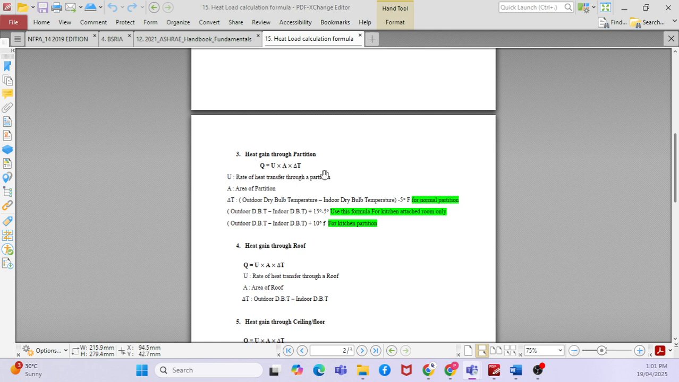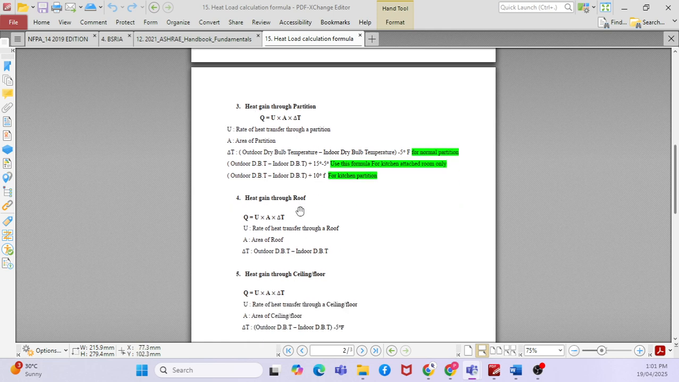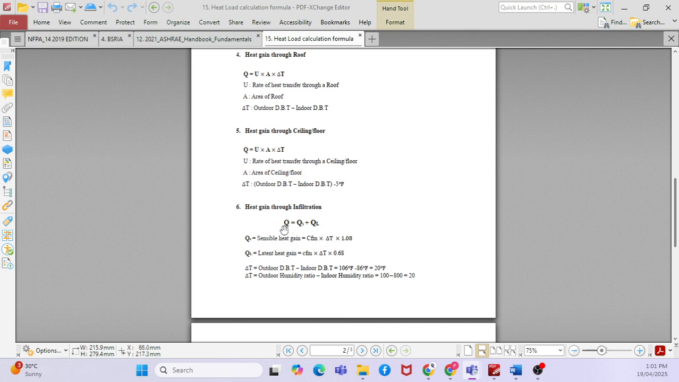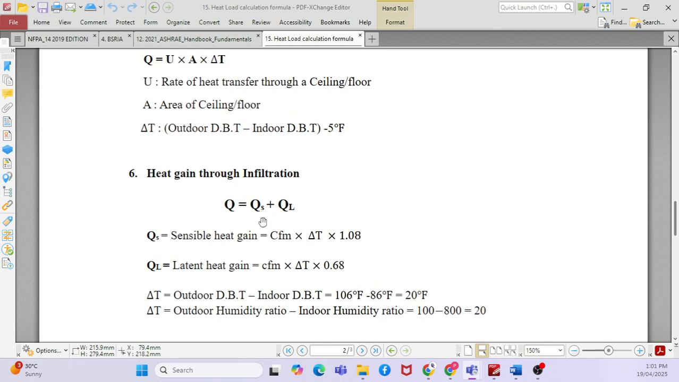Heat gain through the partition, heat gain through roof, heat gain through ceiling or floor, infiltration. So for infiltration, what are the types of heat? You have a sensible heat and you have a latent heat. If you go to the psychrometric chart, the psychrometric guideline I told you to read, it is given there what is a sensible load and what is a latent load. That is a clear definition.